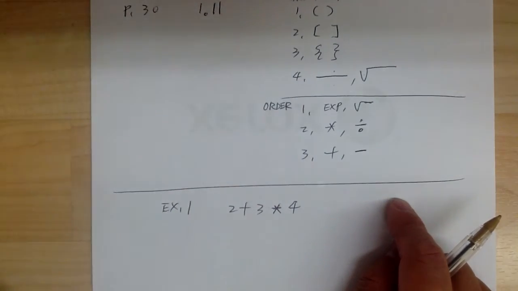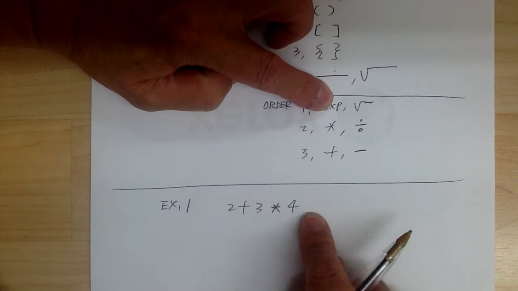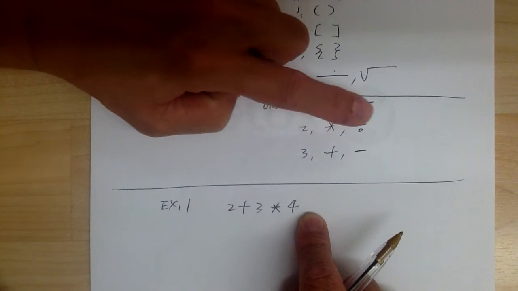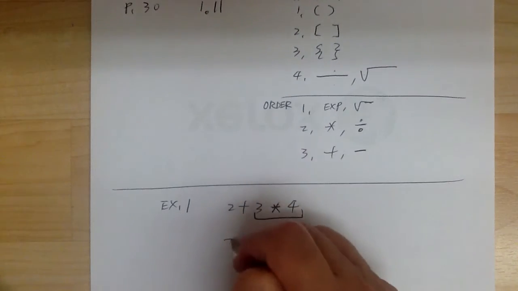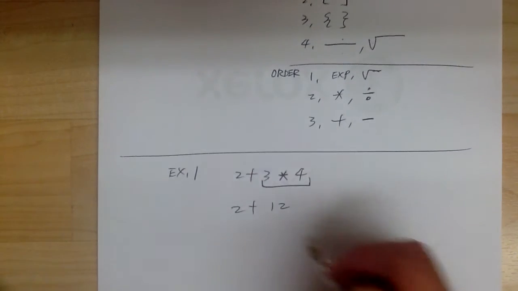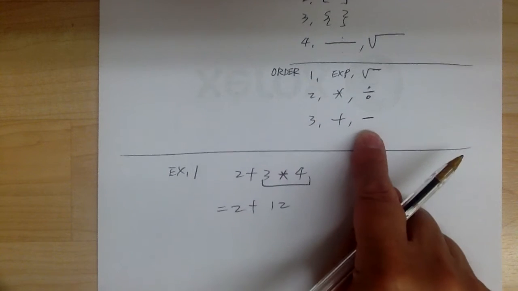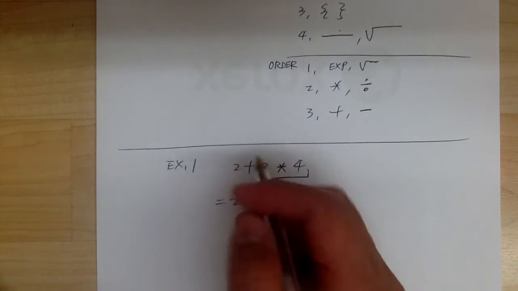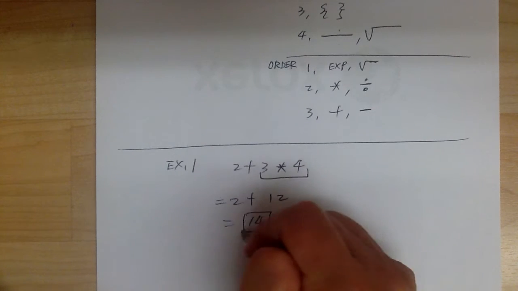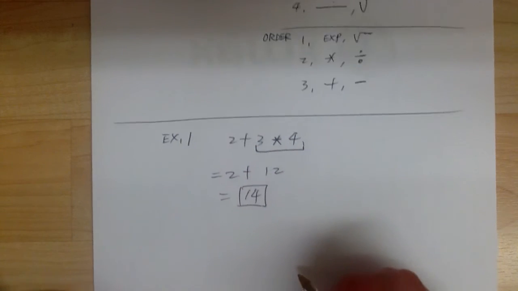So step 1, exponents and square roots. No, right? Step 2, multiplication, division. Yes. So you have to do this first. So this becomes 2 plus 12. Then after that, you go to the third order, right? Step 3, addition, subtraction. So addition, this becomes 14. And that would be your answer. Okay.